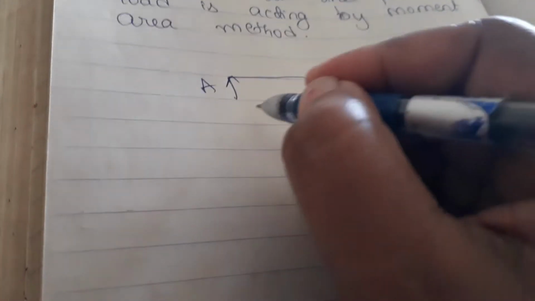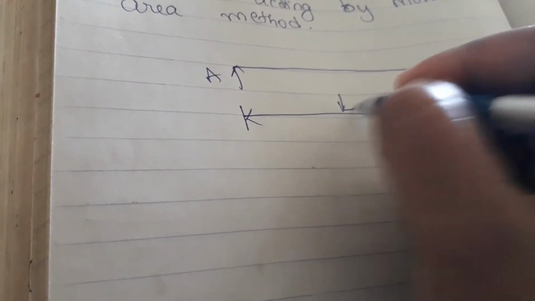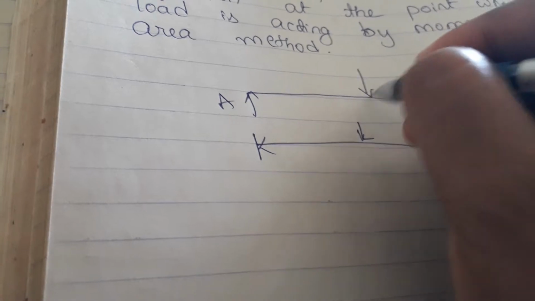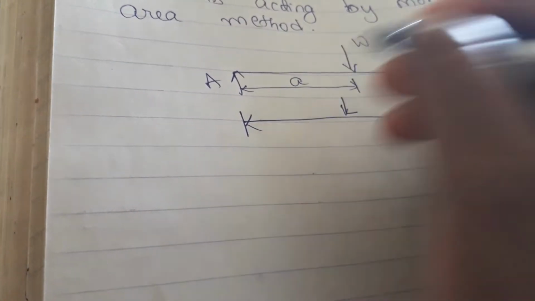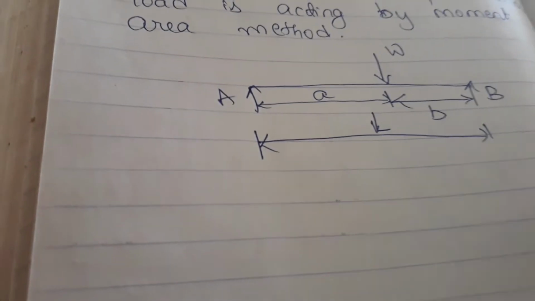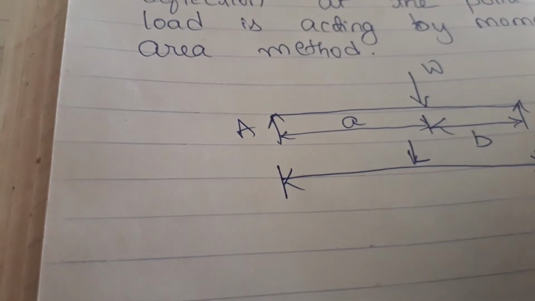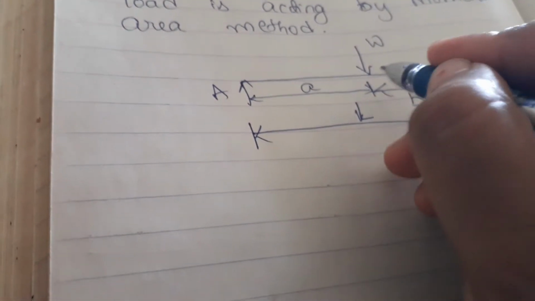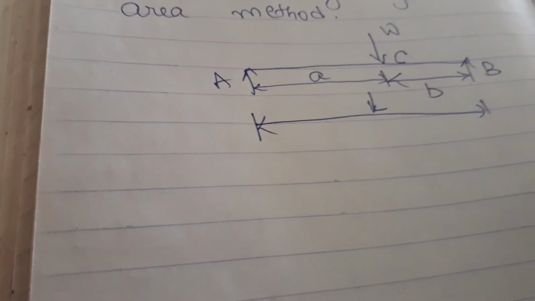A simply supported beam AB of span L is acted upon by a point load W at a distance A from support A and B from support B. So for this we have to find out slope at supports, that is theta A, theta B, and then deflection at the point where load is acting. Let us take the point as C.